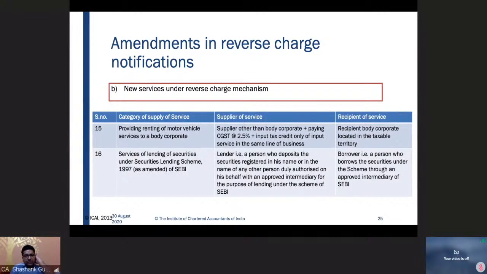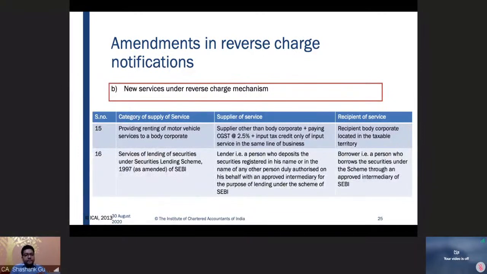So it could be an LLP, it could be a partnership firm, it could be an individual, it could be an HUF, who's paying tax under GST at the rate of 5%, that is CGST 2.5% plus SGST 2.5%. Input tax credit only of input service in the same line of business. So ITC will be available only of the input service in the same line of business.